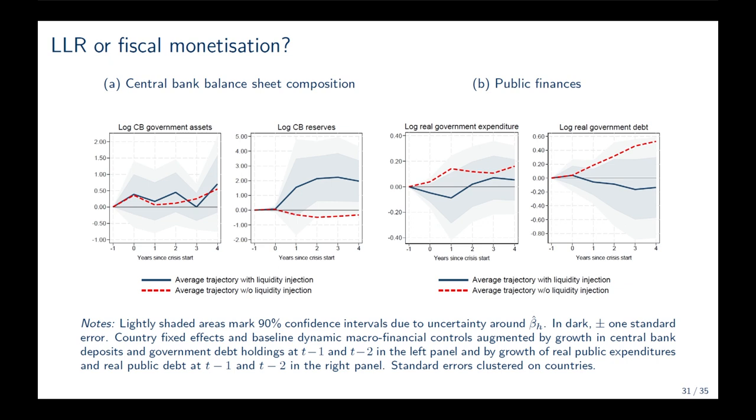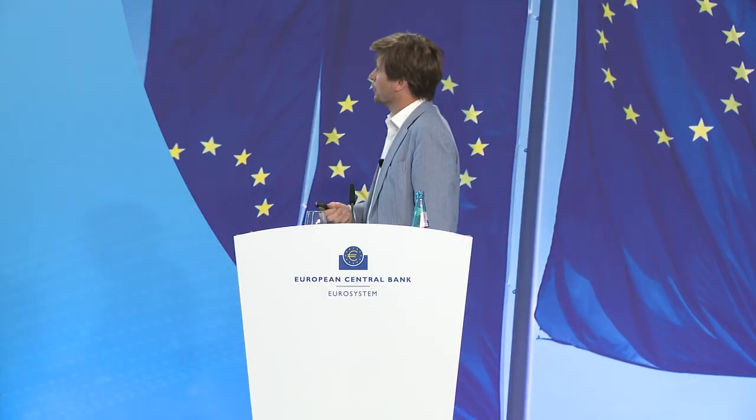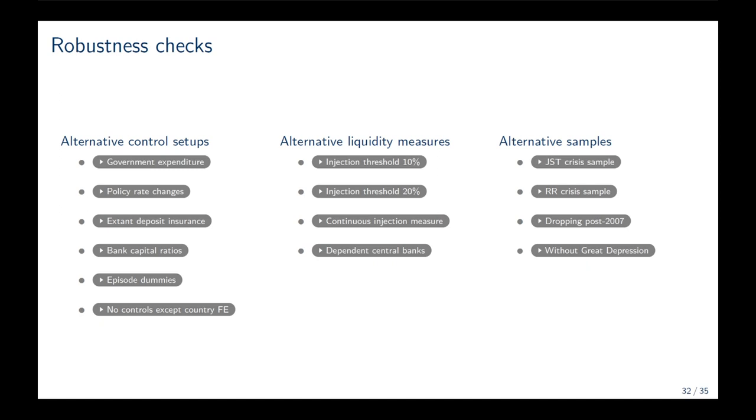We also find, if anything, that under hawks, government expenditure after a crisis increases more, potentially because there is more need for that to stabilize the economy. And government debt also increases more under hawkish governors in crisis than under doves. Again, this controls for all kinds of macro financial variables. There are a bunch of robustness checks. I'm not going to talk about those. They're all in the paper.